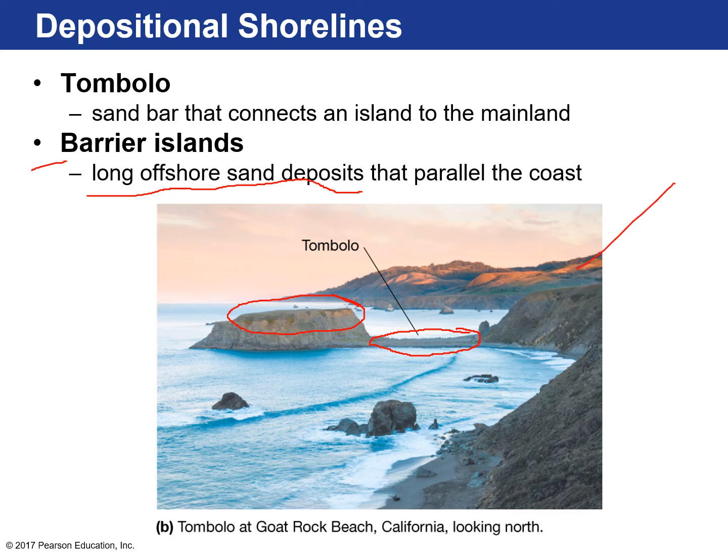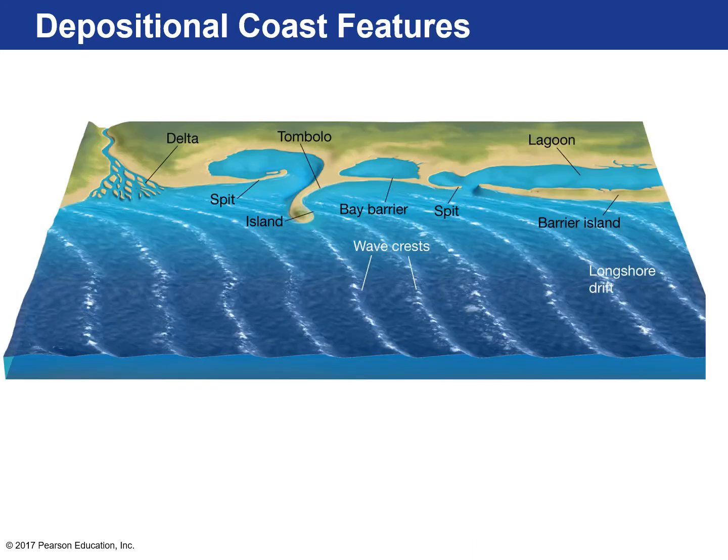Okay, this example here is in California. But these are the typical coastal features you would find at a depositional coastline. So here's your sea island, here's your tombolo, here's a bay barrier, I don't know why I said it like that. Here's your spit, which curves kind of this way. Here's your barrier island, okay?